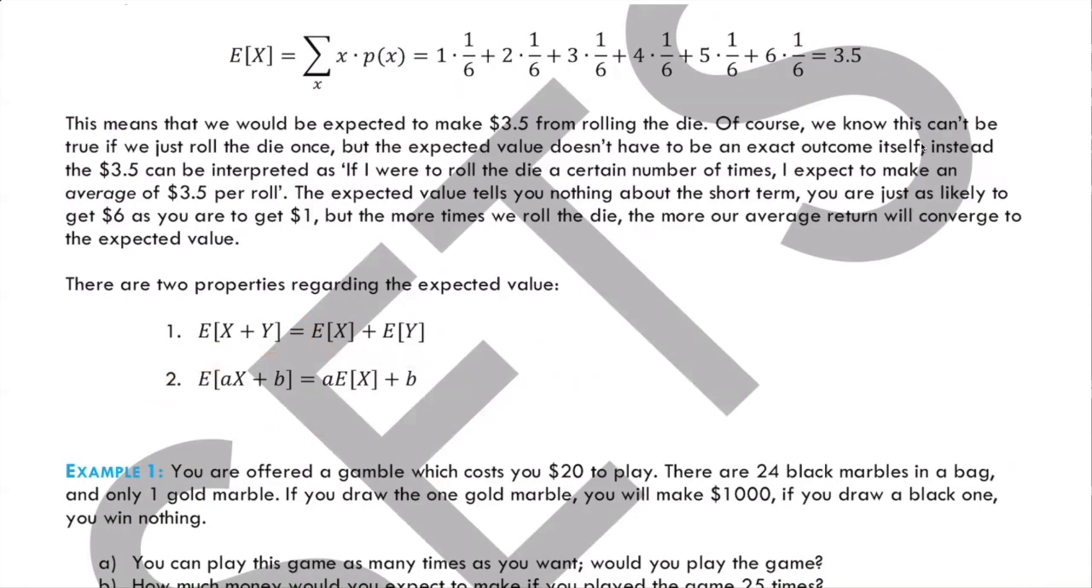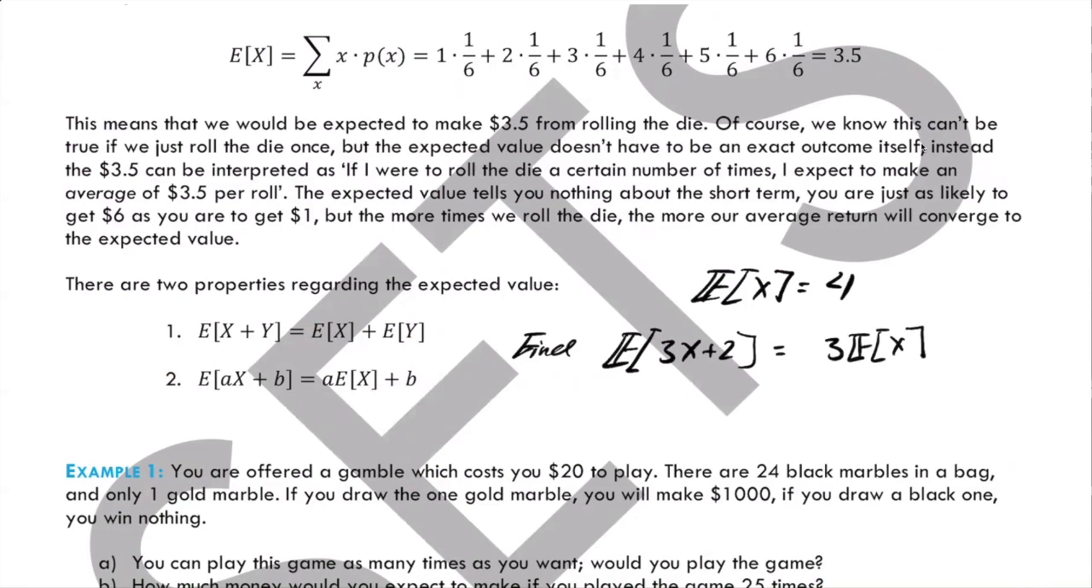They tell you the expected value of X is equal to 4, and they say find the expected value of 3X plus 2. So you can just break it up. You can make this 3 times the expected value of X plus 2. So it's going to be 3 times 4 plus 2, which is 12 plus 2, so 14. It could pop up, so I would know it.